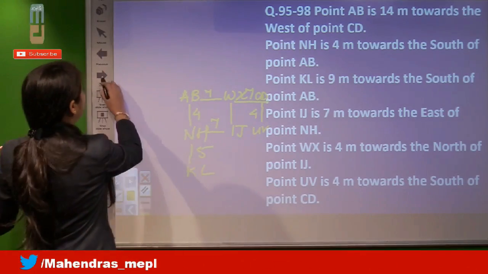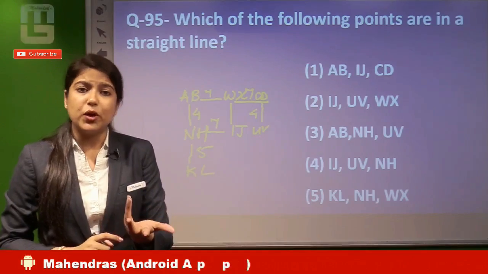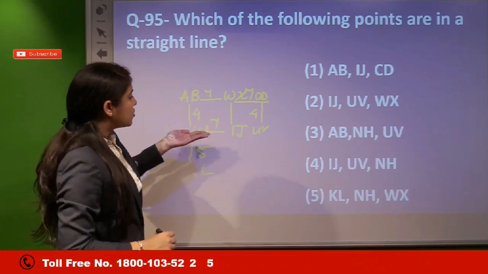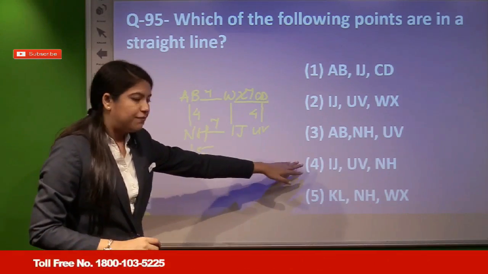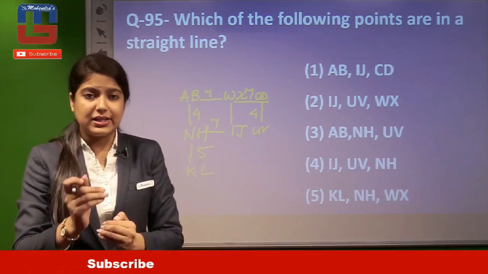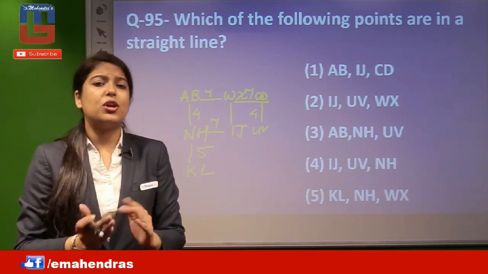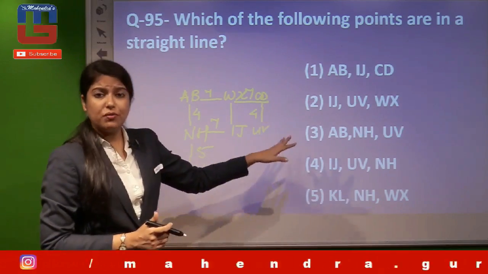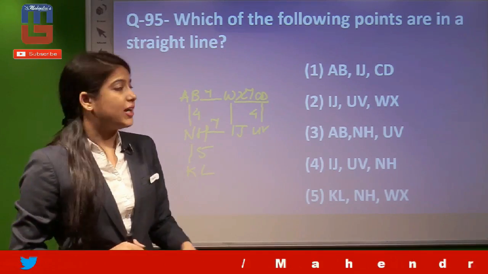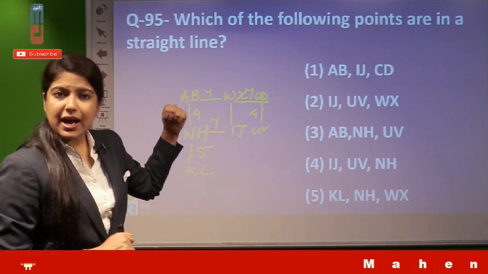Now let's look at what they are asking in the question. The first question asks which of the following points are in a straight line. Again, we got this: NH, IJ, UV. So option number 4 would be our answer. No worries if the pattern is different and characters are placed in front or afterwards, it is not given in a line. They were just asking which of the following points are in a straight line. So in a straight line are IJ, UV and NH. Right? So option number 4 is our answer.